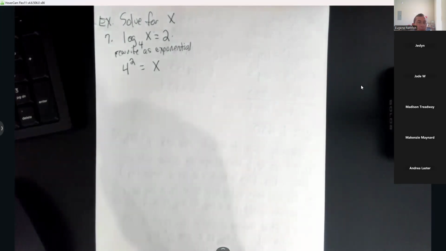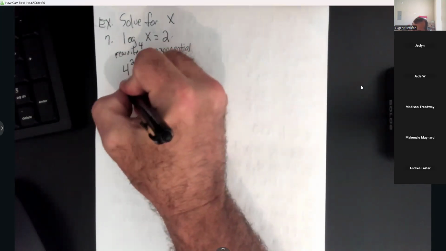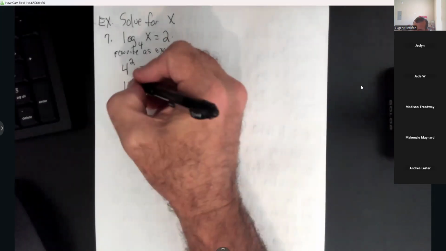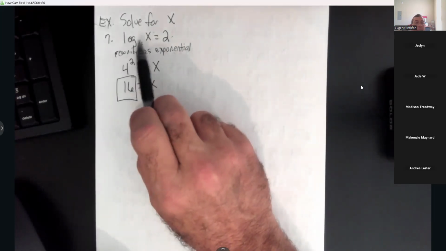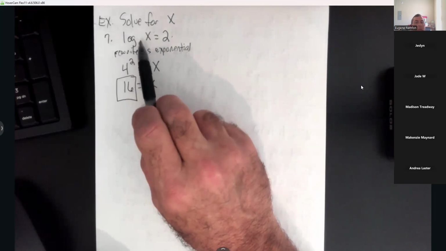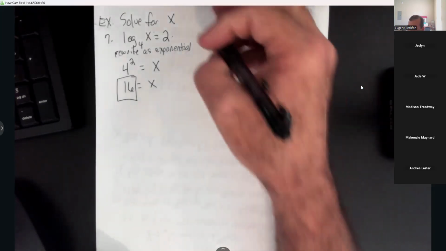All right, so remember, that exponent 2 means you're just doing 4 times 4 twice. Justin, you got it. It is definitely 16 equal to my x. So if you put a 16 in here and did a log base 4 of 16 and spit it in your calculator, it would give you a 2, which is equal to a 2, okay?